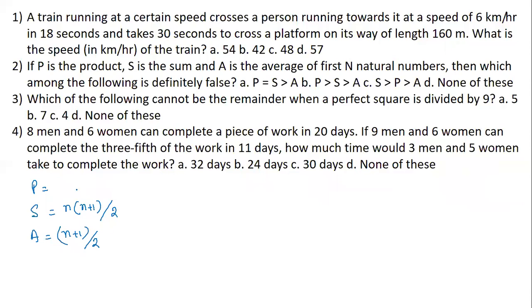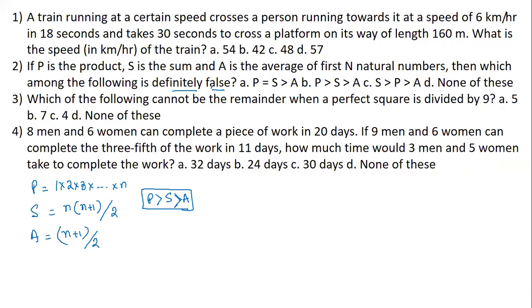This is the average. Now the product will be basically 1 into 2 into 3 into like this till n. This is basically the number. So it's pretty understandable that in a normal scenario, P is definitely greater than S is definitely greater than A. This is true. However, we need to understand when it will be equal and when it will not be equal, I need to look at that as well. To be sure of that, which one of the following is definitely false.